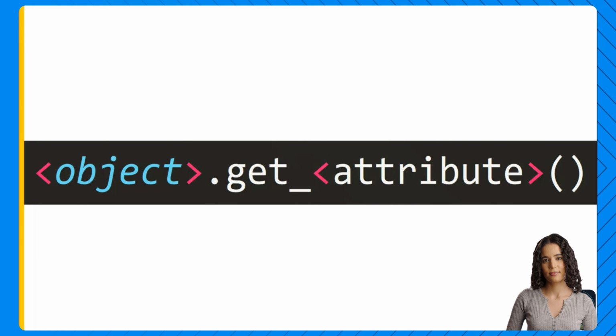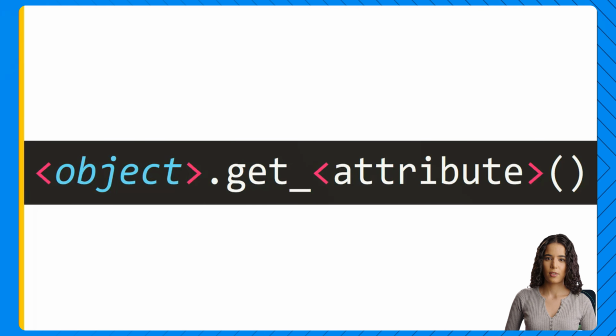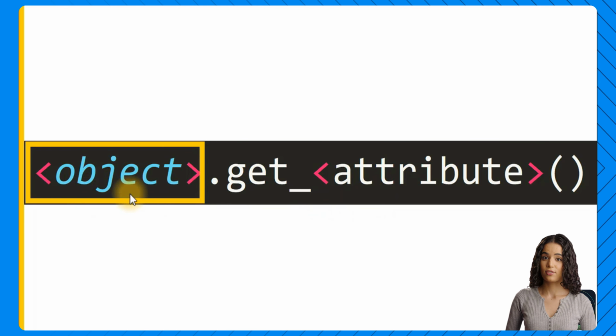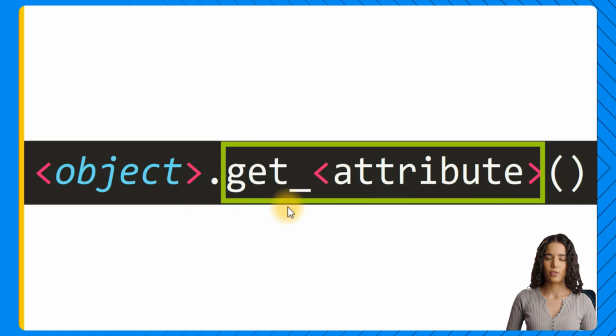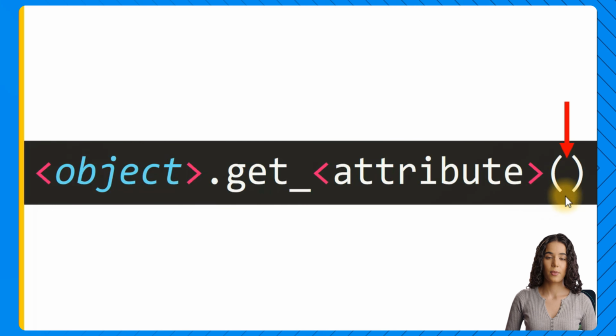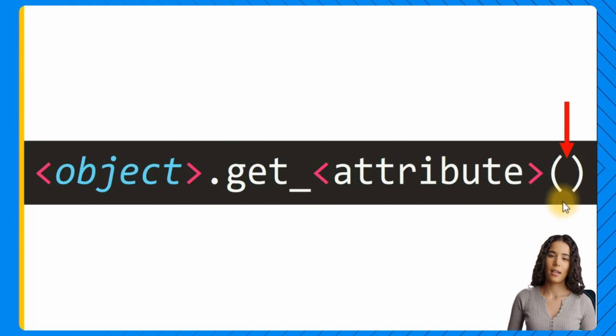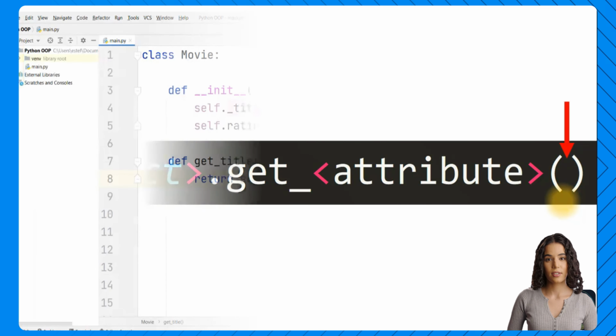And for that, we use dot notation again. Calling a method is very similar to calling a function, because we are executing or running its functionality. In this case, we will get the value of the attribute when we call the getter, and this is the basic syntax. First, we write the name of the variable that holds or references the object. Then we write a dot, followed by the name of the getter, which is get, an underscore, and the name of the attribute. And finally, we write an empty pair of parentheses, because getters do not take any arguments. Let's see how we can do this in our movie class to access the attribute.